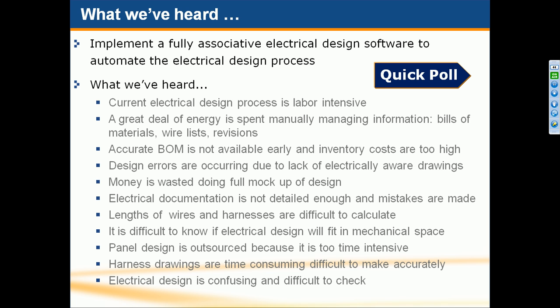A lot of energy is spent manually updating bills of materials, wire lists, revisions. An accurate bill of material just doesn't seem to be available early enough. Design errors are occurring because things are difficult to keep up to date. When you have to update that same piece of information in multiple locations, inevitably we're going to make mistakes.